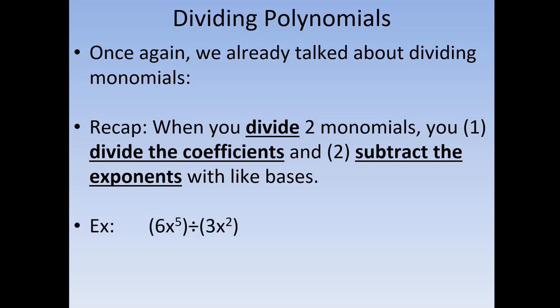So we would subtract the exponents of all the x's, and for all the y's, and so on. A good example is something like 6x to the fifth divided by 3x squared. If we divide the coefficients, it's 6 divided by 3, or 2, and then we subtract those exponents, 5 minus 2, which is 3. So the division of the monomial will look like this.